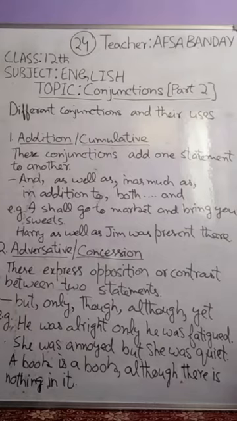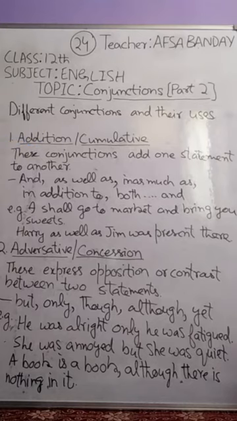These include and, as well as, inasmuch as, in addition to, both, and. For example, I shall go to market and bring you sweets. So and is used, and you have to do two things: go to market and bring sweets. Harry as well as Jim was present there. That means both, that means two. Harry and Jim were present, and we have joined two objects together. So these conjunctions are used when we talk about some addition purpose.